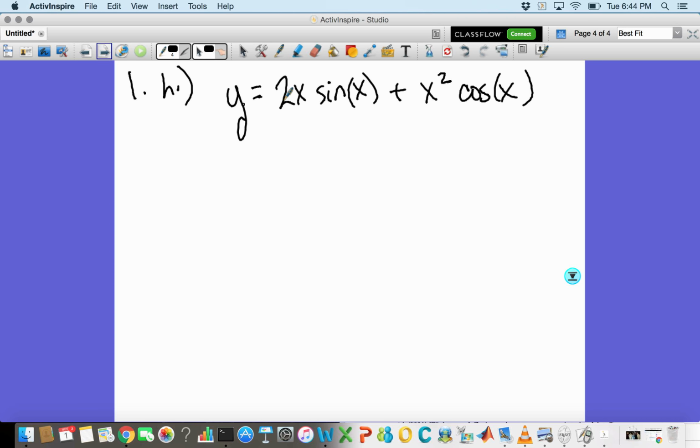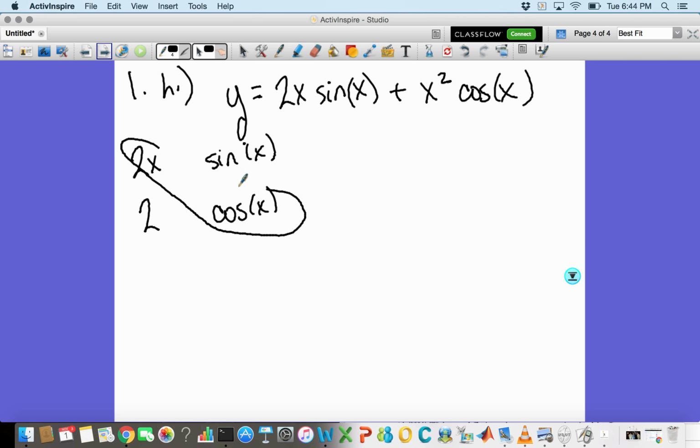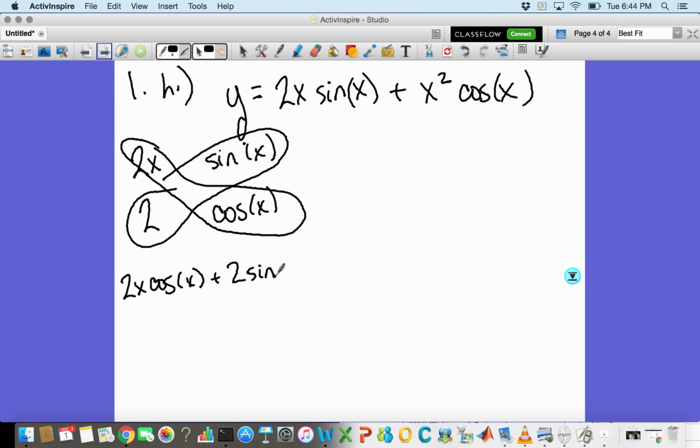So for the first product rule, let me write the two functions right here. So 2x times sine x, the derivative of 2x is 2. The derivative of sine is cosine x. So if we butterfly multiply, the derivative of just this term is 2x cosine x plus 2 sine x.